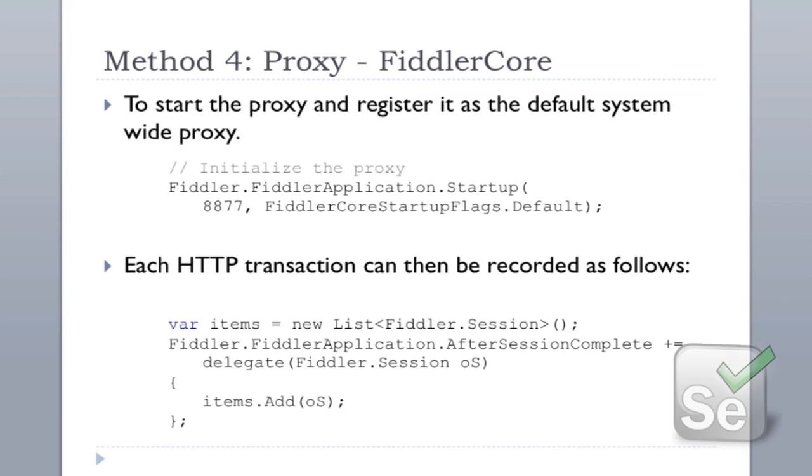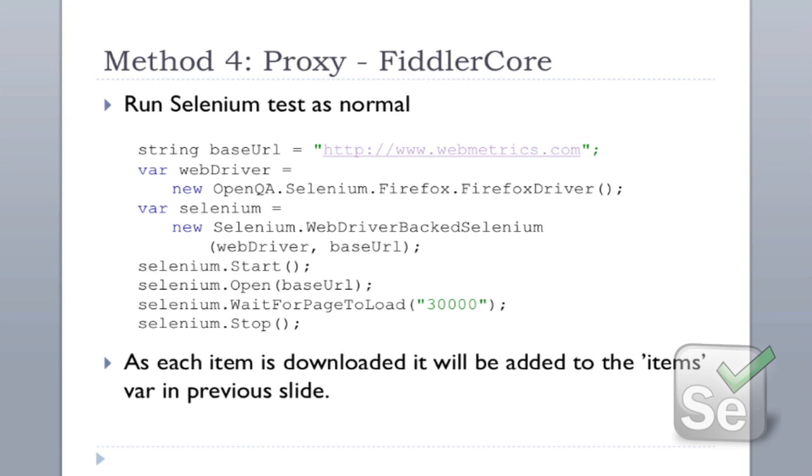So to start, I'm just going to go through the code for starting the Fiddler proxy and how you'd use it. So I'm just going to go through this really quickly. The first line here just starts the proxy, registers it as the system proxy. The second code snippet, each request that comes in, it adds it to a list. Then you run your Selenium test as normal, and as each HTTP item is downloaded, it will be added to the list of items.